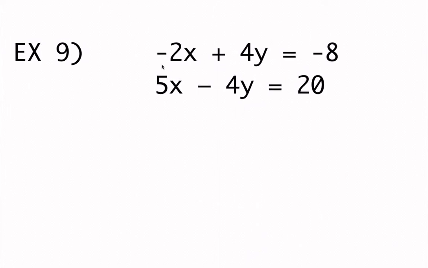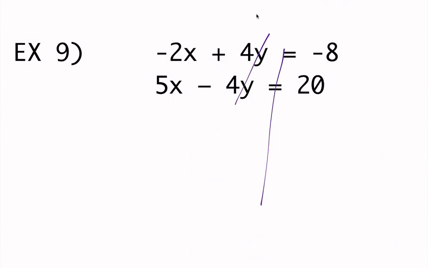So I compare my x's, negative 2 and 5. I compare my y's, 4 and 4, so I know I'm going to be looking at my y's since they have the same coefficient. I see a positive 4y and a negative 4y. Positive 4 and negative 4 are already opposite, so no need to change the bottom because these will automatically eliminate.